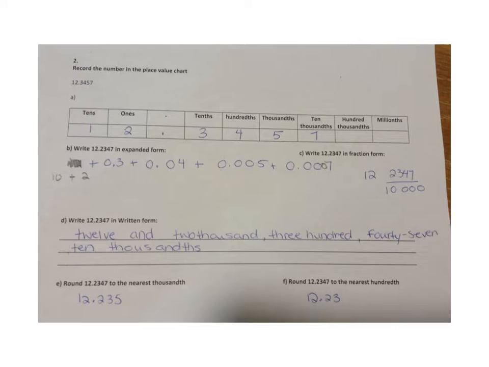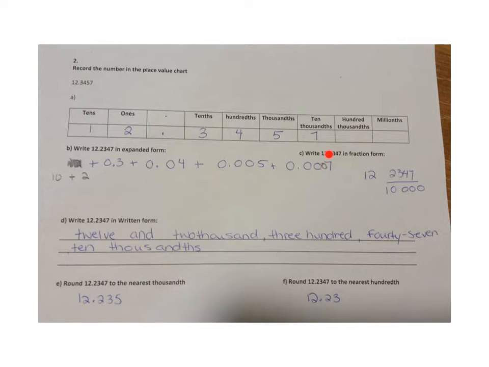In expanded form, I take each place value and write it with an addition symbol in between. So I have my tenths place, my ones place, and then we continue along here. My first one is 3/10, and I write that as 0.3. Then 4 hundredths, 0.04, 5 thousandths, 0.005, and 7 ten thousandths, 0.0007.